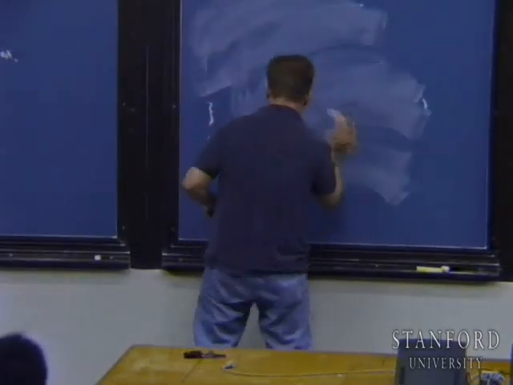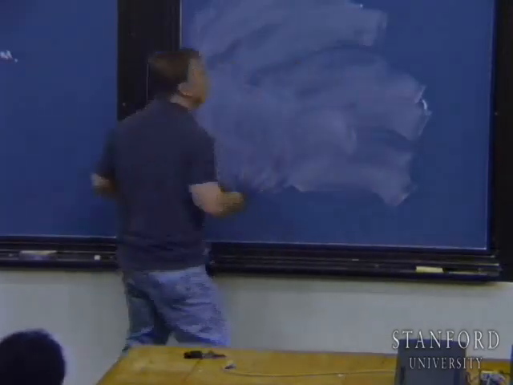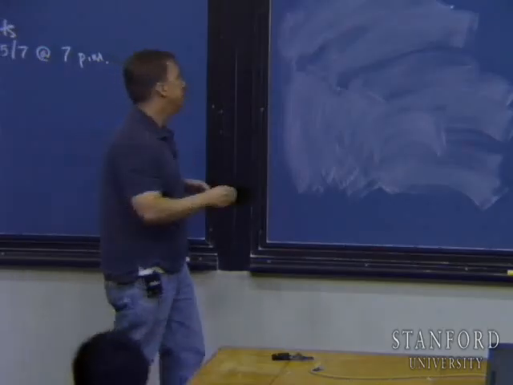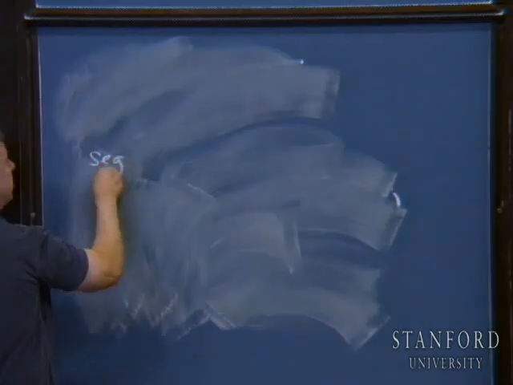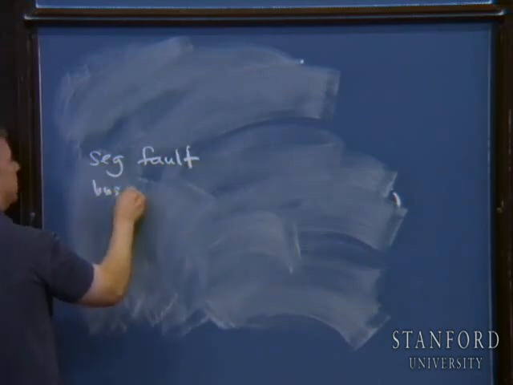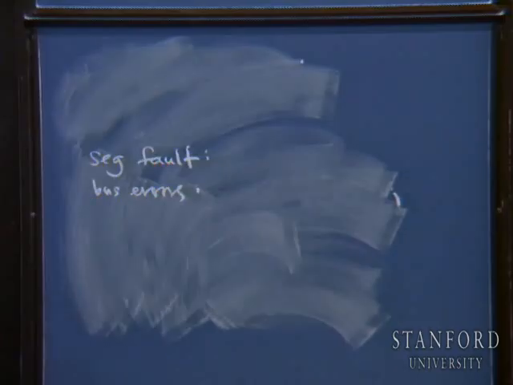Let me quickly talk about the two very harsh alerts that are thrown when your program crashes. You're used to seeing segmentation faults, and you're used to seeing bus errors. Okay, you've probably seen seg faults more recently in assignments 3 and 4. I wouldn't be surprised if you saw a lot of bus errors in assignment 2.